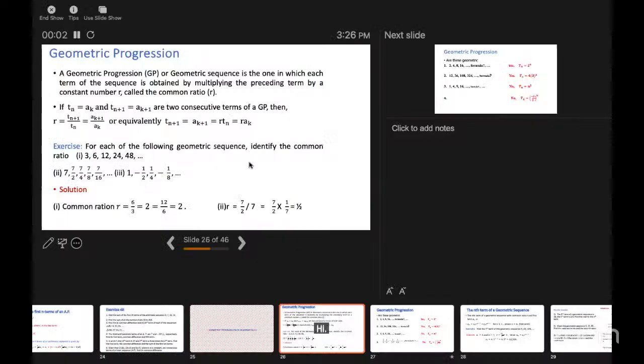Okay. So I'm moving to geometric progression now. A GP is the one in which each term of the sequence is obtained by multiplying the preceding term by a constant number, which is called the common ratio. That constant number is going to be denoted as R.